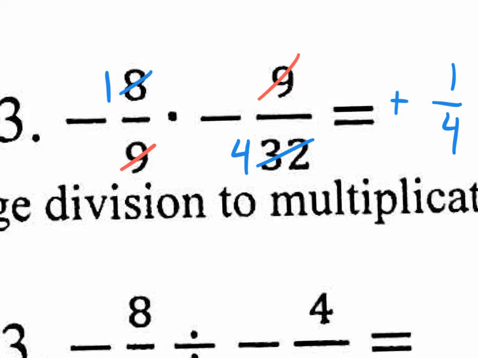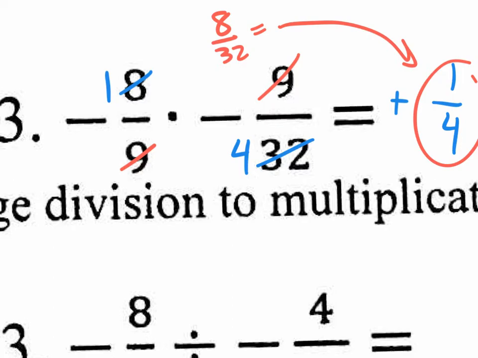Now, let's say that you didn't do that. Let's say that you didn't cancel the 8 with the 32 and get a 1 and a 4. Well, then you would say 8 times 1 is 8 and 1 times 32 is 32. So if you didn't cancel, you'd end up with 8 over 32, and you would still have to reduce that, right? However you reduce it, by 2, by 4, eventually you're going to get the same answer. When you reduce it, you'll get the 1/4.